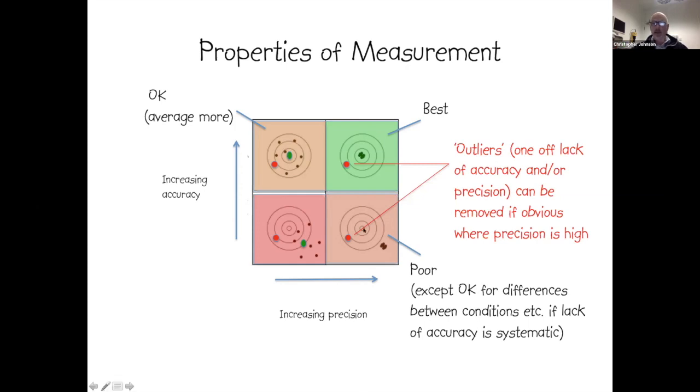This area here may be okay if you're interested in studying, for example, the difference between two cases, perhaps a mutant of a protein, and you're measuring some sort of property of the wild type and the mutant. If you make the assumption that the systematic lack of accuracy, this offset from the true value, is the same offset in both cases, then by comparing the two situations, you can work in this regime. And obviously we want to try and avoid having low precision and low accuracy.